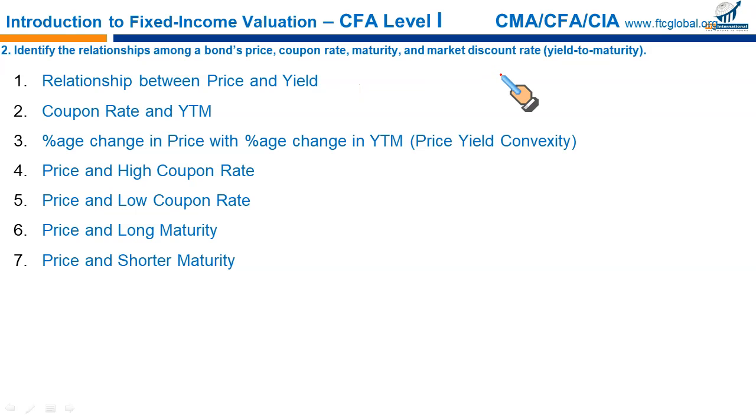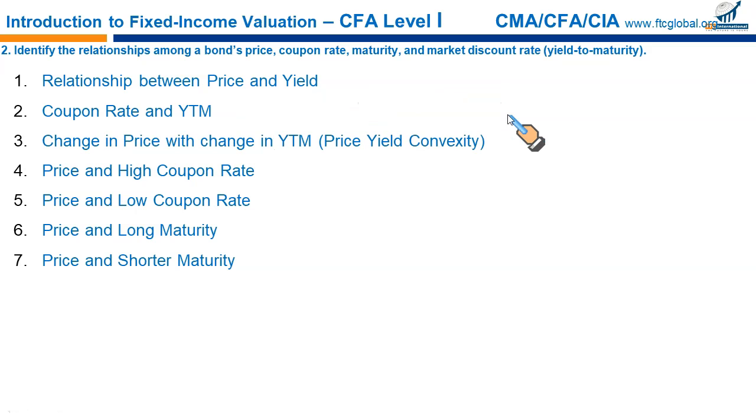So that's a very straightforward, understandable relationship. Now next, coupon rate and YTM. Now this again is related to our previous LOS. We just saw in the previous LOS that when the coupon rate is greater than YTM, that is the relevant discount rate for bond valuation, the bond will sell at a premium to par. And conversely, when the coupon rate is less than yield to maturity, the bond will sell at a discount.